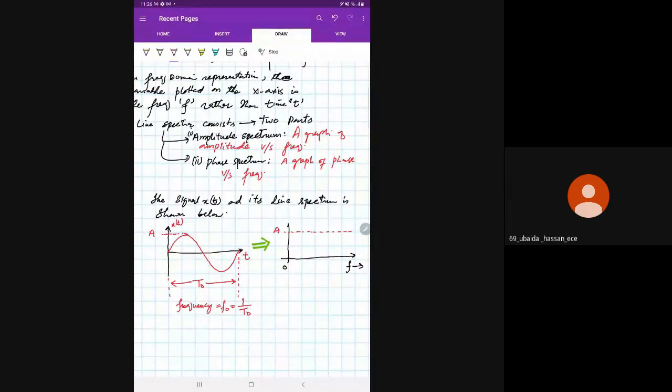Now the second thing is the frequency of this signal that is shown in the time domain. Its frequency is f naught. We don't know where f naught is, but let us mark it somewhere here. So this is the component, a single line. You have f equal to f naught, and the height of the line will mark its amplitude. This is the amplitude spectrum of the signal.